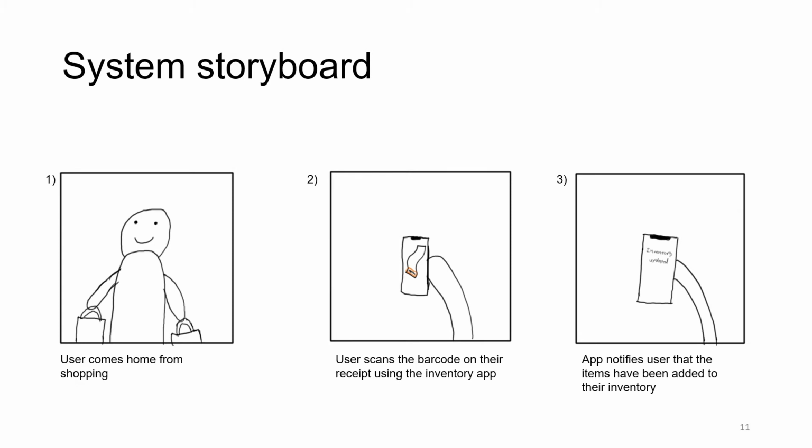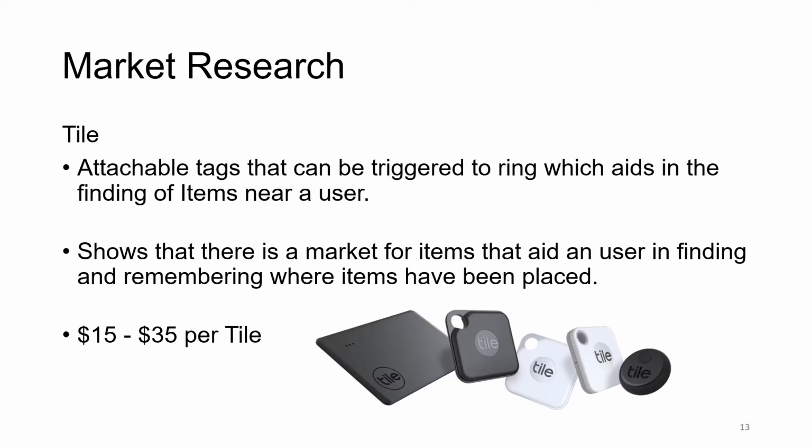Here I've got the user coming home from shopping. They can scan the barcode on their receipt and then all the items are automatically added to the app. Here I've got some market research of tiles. They are attachable tags that can help a user find items that they've lost. This shows that there's a market for items that have been lost and a user trying to find where they've placed it. They're priced at $15 to $35.